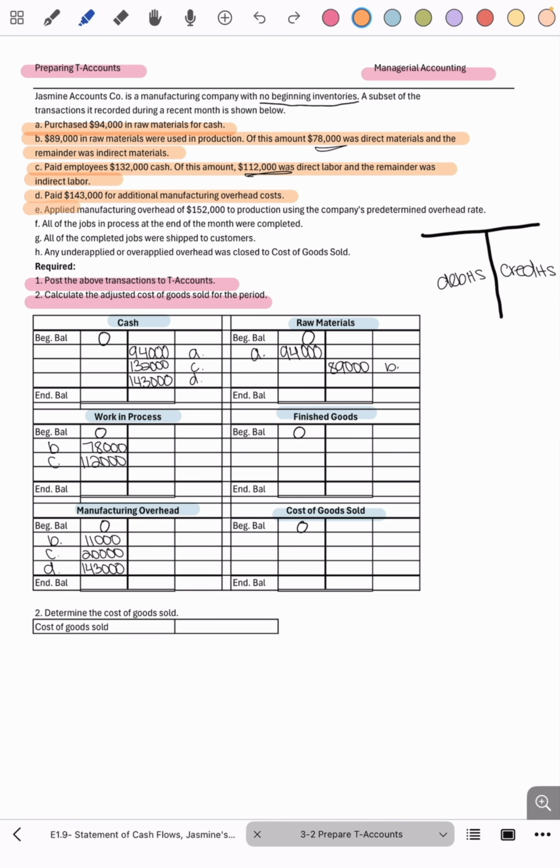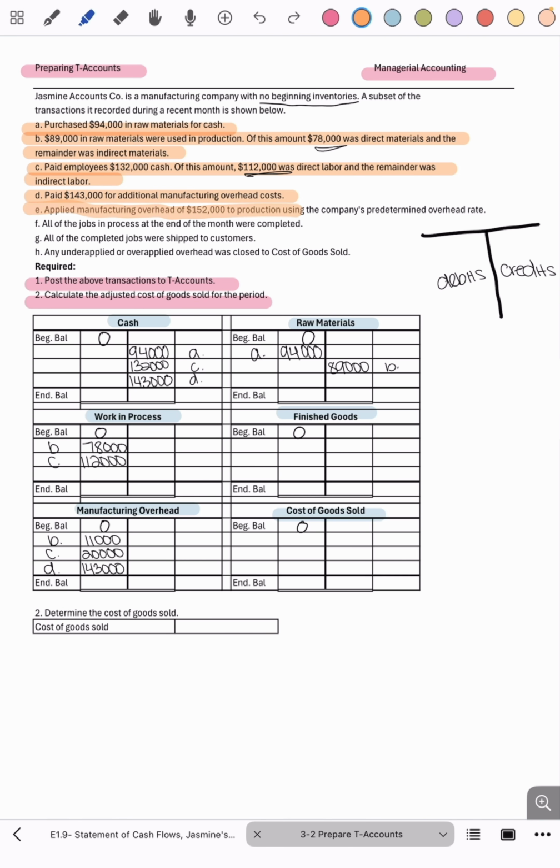E says applied manufacturing overhead of $152,000 to production using the company's predetermined overhead rate. So for E, we're going to debit work in process for that $152,000, and we are going to credit manufacturing overhead. That will be for that $152,000 too. Alright, so now we'll take E and debit 152, and we're going to credit manufacturing overhead 152, and that is going to be E.